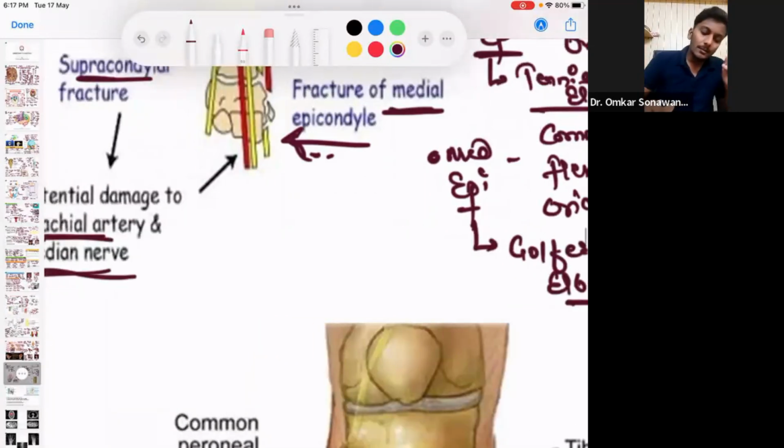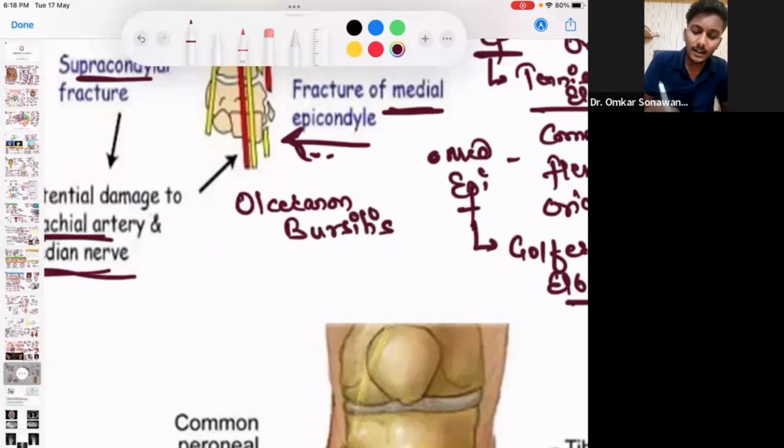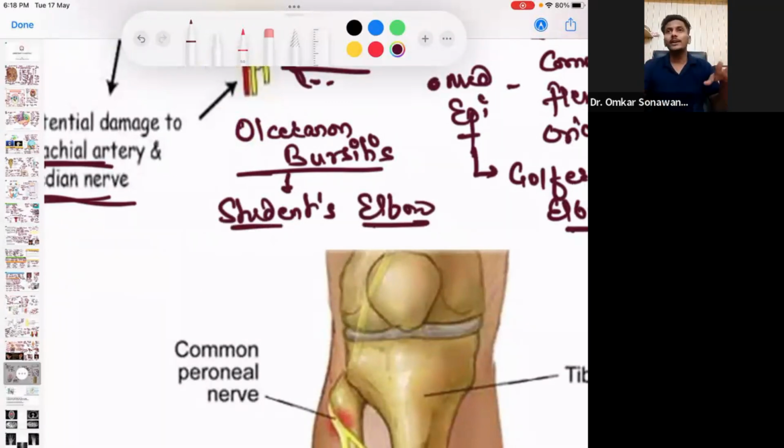Please tell me, olecranon bursitis is called as. It is inflammation of the olecranon bursa when an individual sits like this for a longer duration. That can cause olecranon bursitis. So olecranon bursitis is also called as student's elbow.